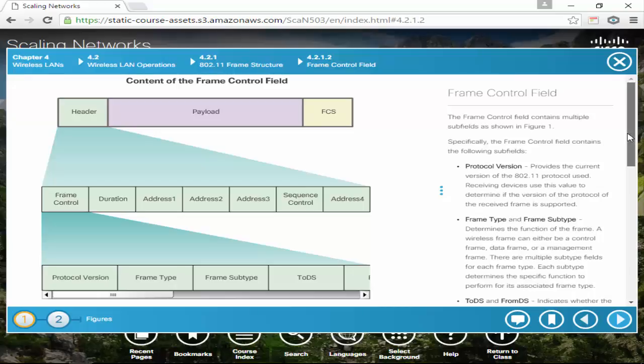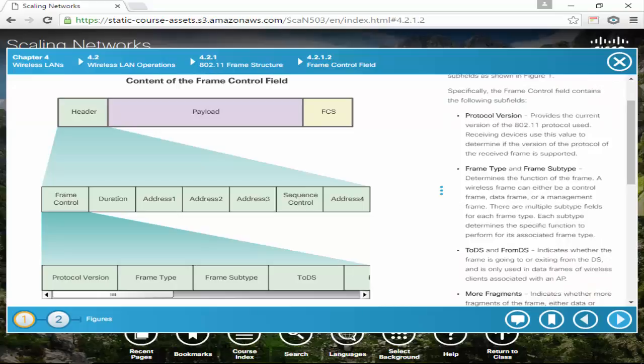Frame type and frame subtype determine the function of a frame. A wireless frame can either be a control frame, a data frame, or a management frame. Those are the 3 types. Keep those in mind. There are multiple subtype fields for each frame type. Each subtype determines the specific function performed by its associated frame type.